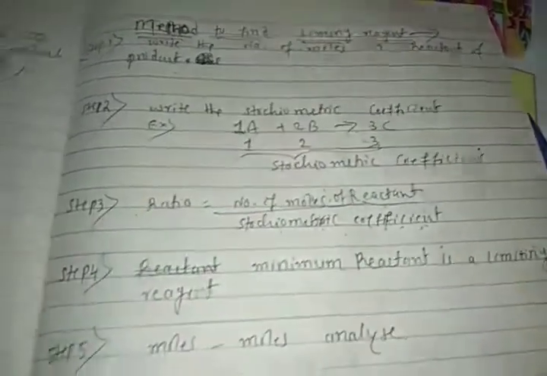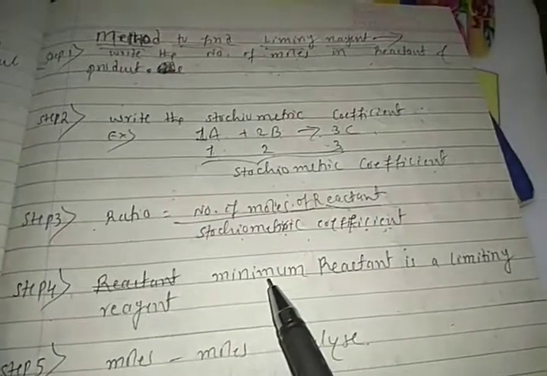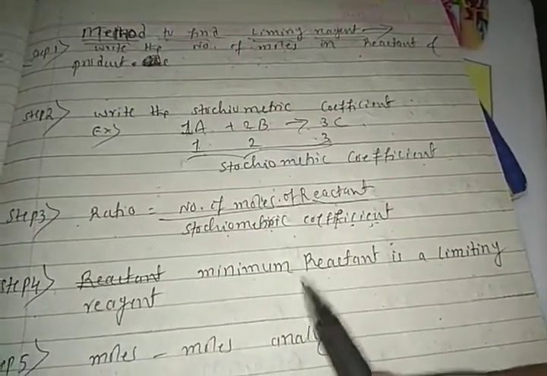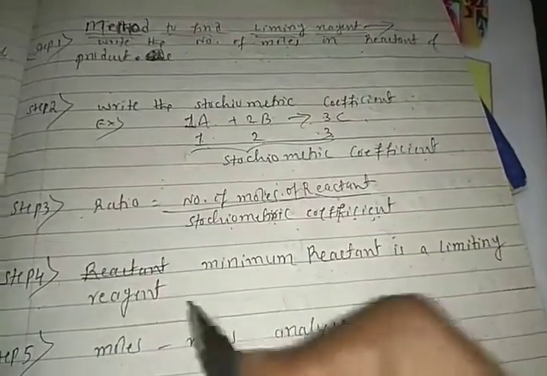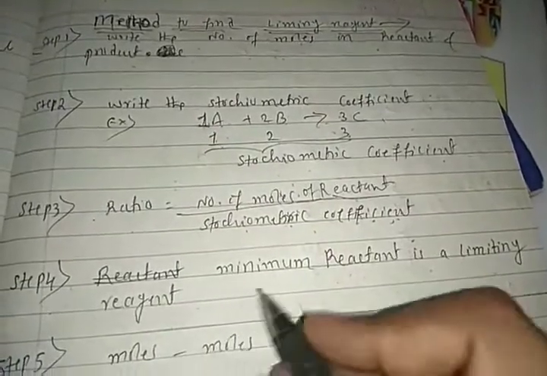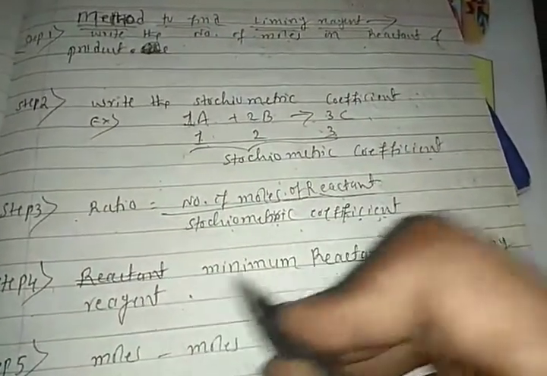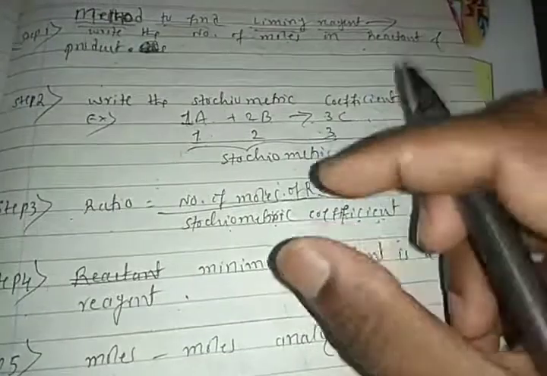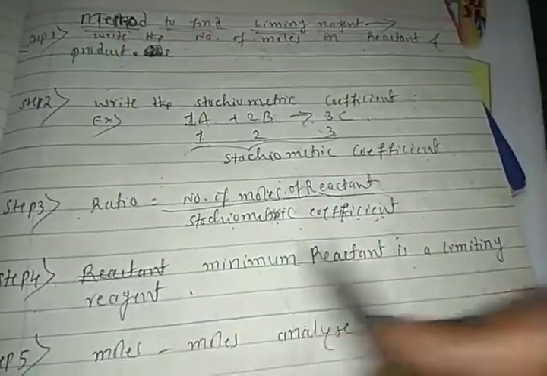Right, students. Step 4. The minimum reactant is the limiting reagent. In step 4, we have to consider the minimum reactant. The reactant with the small amount is the limiting reagent.